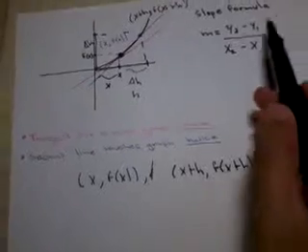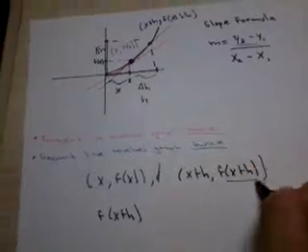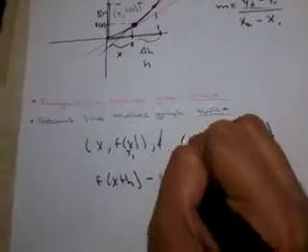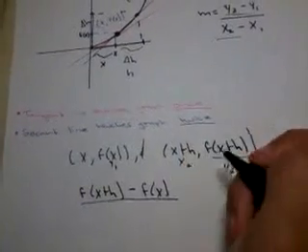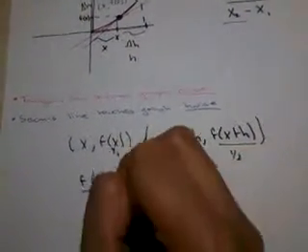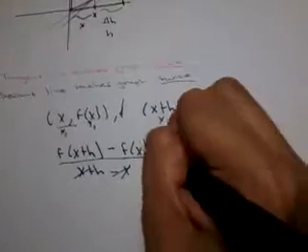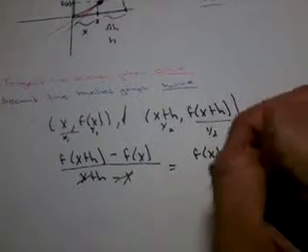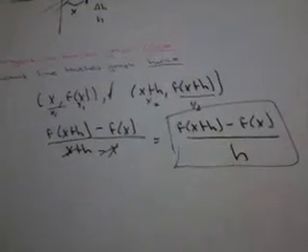So when we plug it into the equation here, we get f of x plus h, which is our y sub 2, minus our y sub 1, which is f of x, all over x sub 2, which is x plus h, minus our x sub 1, which is x. Then the x's cancel, and we're left with f of x plus h minus f of x all over h. And we see that this equation is our difference quotient.